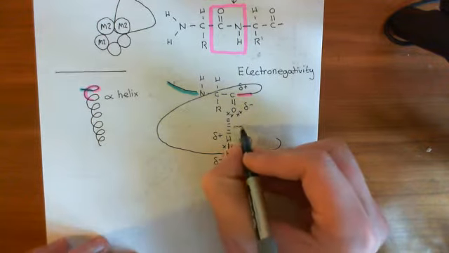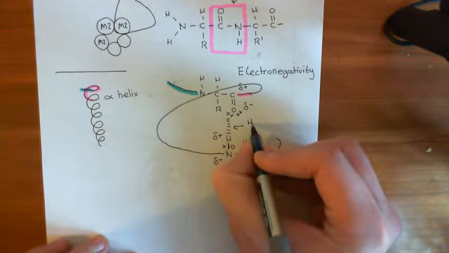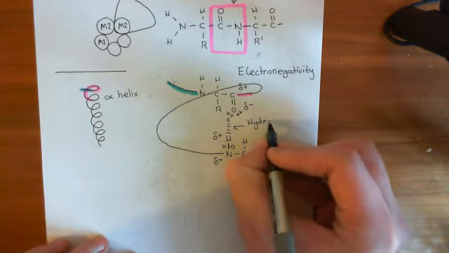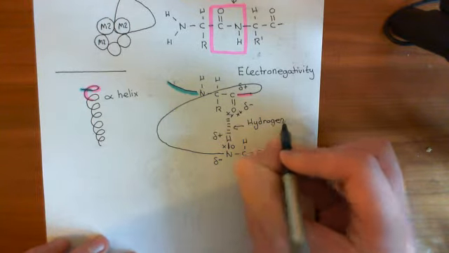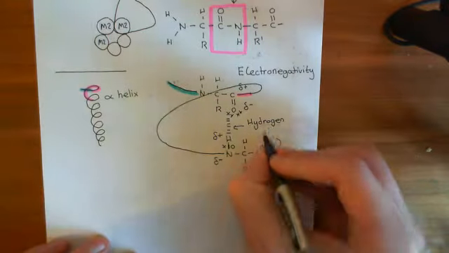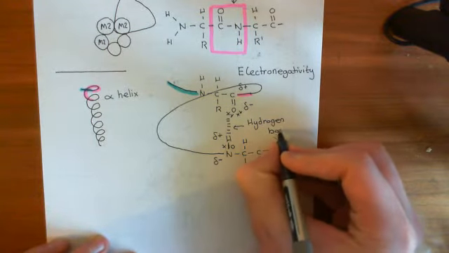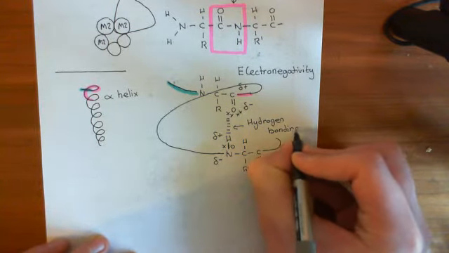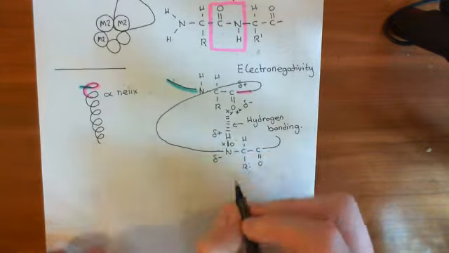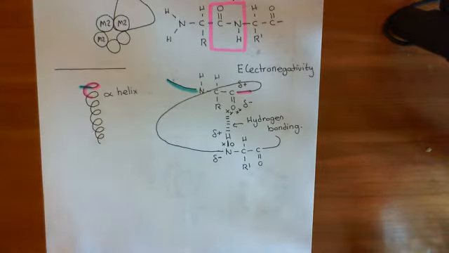This interaction is what's known as a hydrogen bond, and it's a very strong form of intermolecular bonding. These interactions are what are holding alpha helices together.